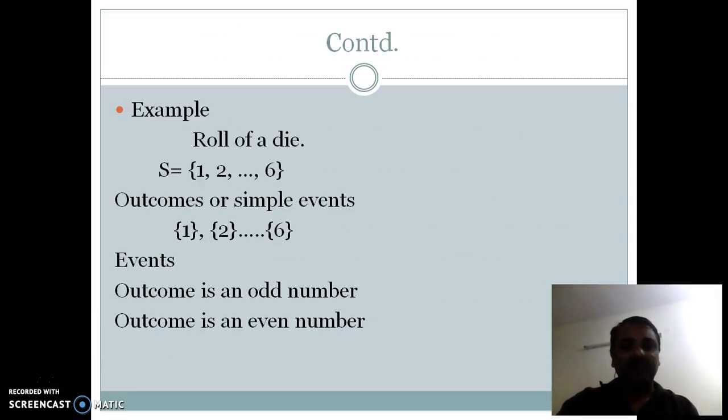Example: roll of a die. In this, the simple events or outcomes are 1, 2, and so on up to 6. The events that may be defined by us could be like: outcome is an odd number, outcome is an even number. And we can also define in some other ways.